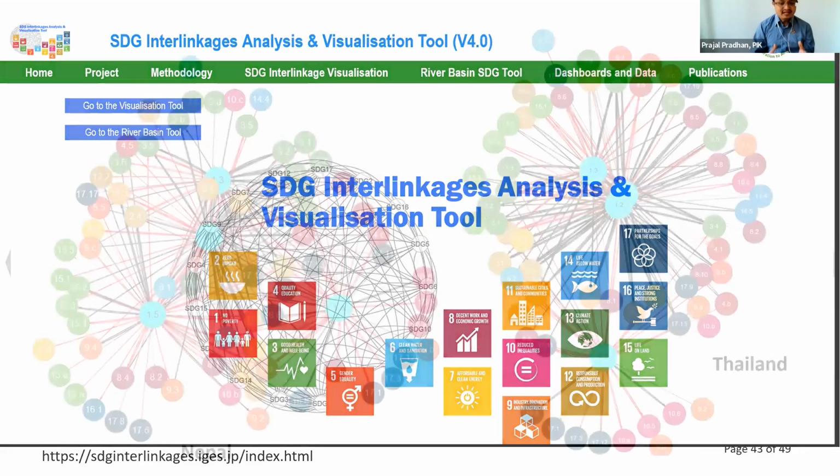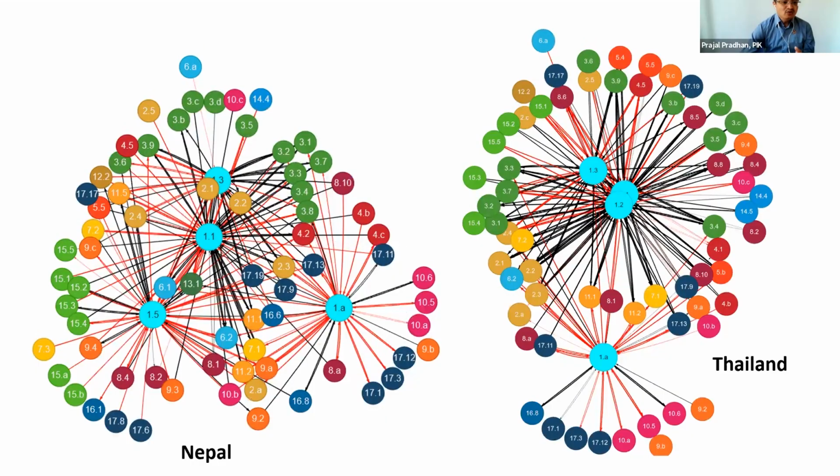Here is an example, and it's quite clear here how the network differs when you compare two countries like Nepal and Thailand. So one can also do comparison between different countries, or one can also zoom into certain goals and have a look at that. So there are tools like this, if you want to know a bit more about SDG interactions, and these sorts of tools are also quite powerful to provide clear messages for policymakers.